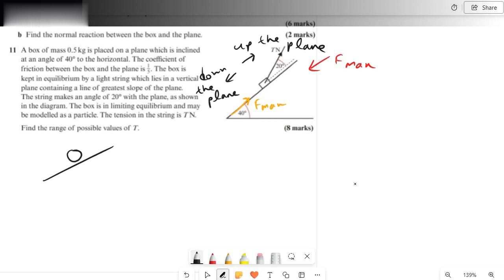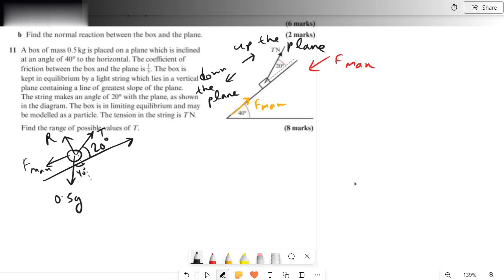So let's assume that it's going up the plane. In that case, if this is the normal reaction force, which is R, this is going to be T at an angle of 20 degrees. And then we have mg here, which is 0.5g, which is at an angle of 40 degrees, as we have learned before. And we also have frictional force acting here or in this direction, depending on how it moves.